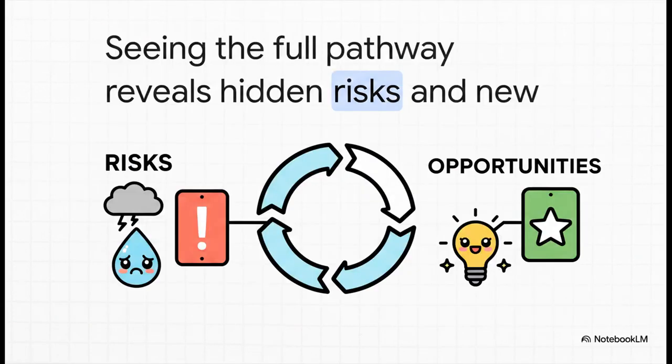And here it is, the big payoff. Once you can see that full pathway, you can start asking some really smart, really critical questions. Like, what happens if that water supply suddenly isn't so reliable? Boom, that's a risk. Or, what if we could drastically cut our water pollution? That could be an opportunity. Maybe we save money on treatment or we earn a better reputation. You see, this isn't just about being green. It's a powerful business intelligence tool.